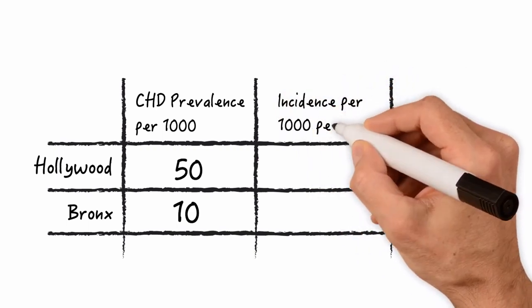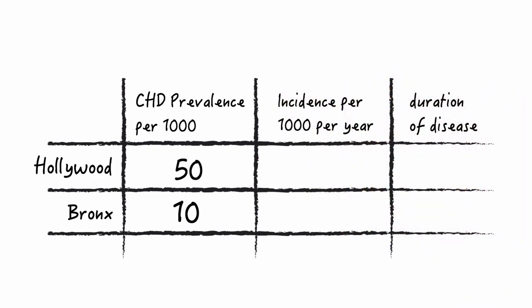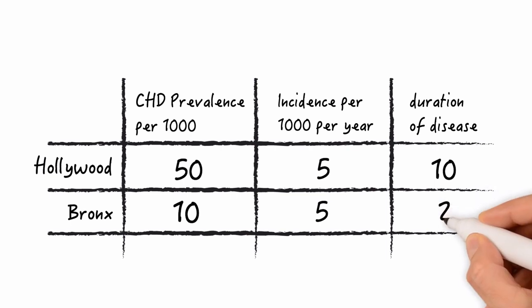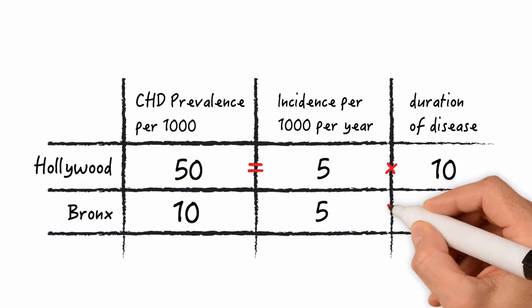Let's look at the incidence rates, duration of disease in both locations. Incidence is 5 per 1,000 per year in both locations. But duration of disease is 10 years in Hollywood due to better care, whereas in the Bronx, people die from CHD after 2 years. So, in fact, the higher prevalence in Hollywood is just an expression of better care of an incurable disease. You see, we said prevalence is equal to incidence times duration. So 5 times 10 is 50, and 5 times 2 is 10. So I hope the difference between incidence and prevalence is now crystal clear.